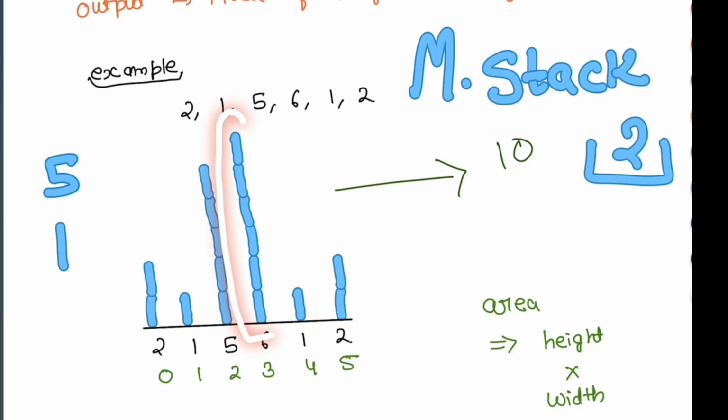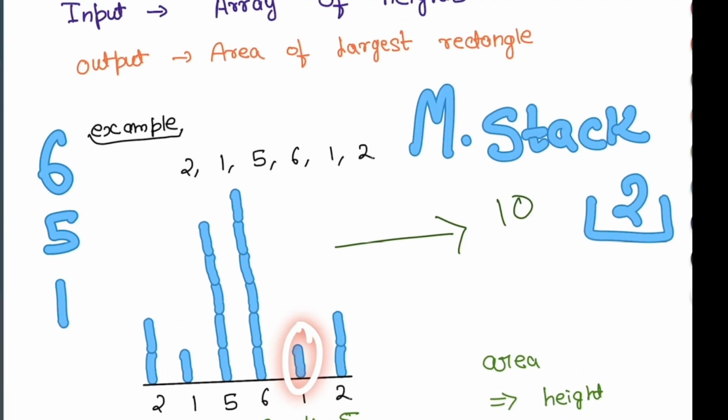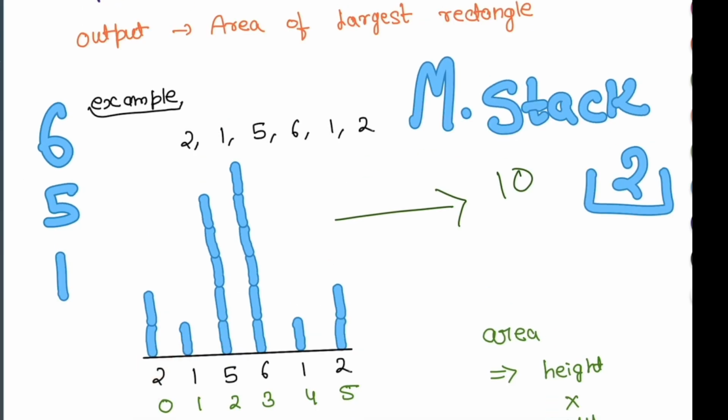Next, we are considering the element 6. Again, my stack is just increasing. So let me put the 6 here. But now I got a 1. The moment I get a 1, I'm going to say, okay, this is a 1. I cannot put it here in my stack because now my stack is not increasing. So I have to remove this 6, just like I removed this 2, right? So I have to remove this 6.